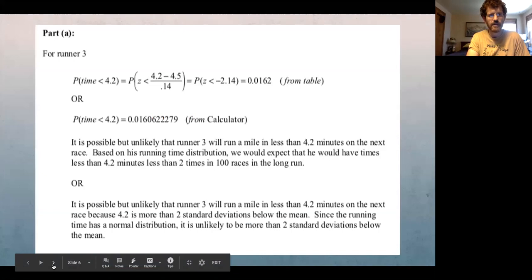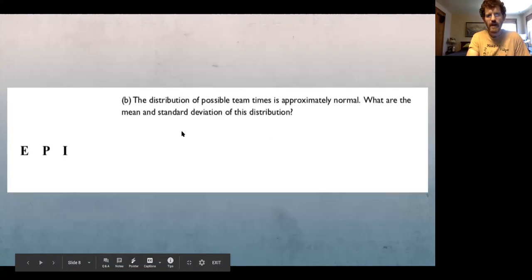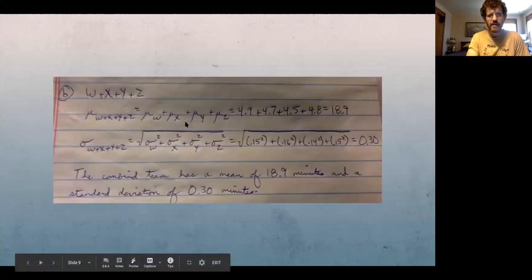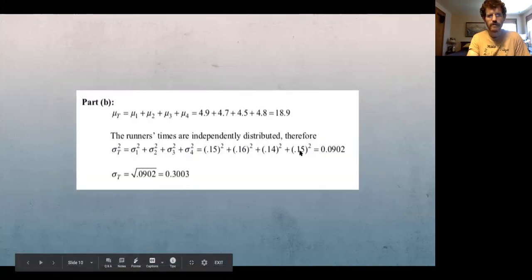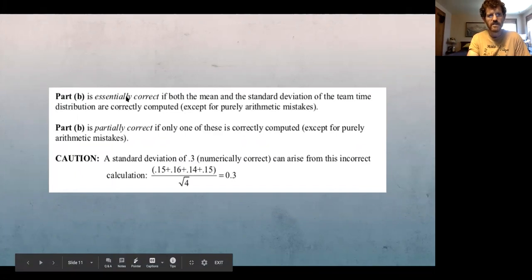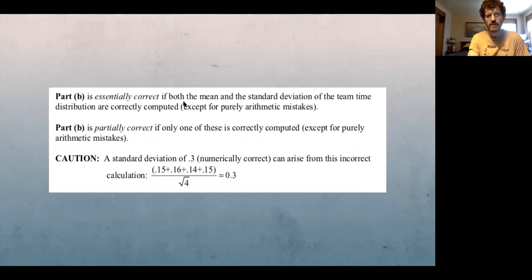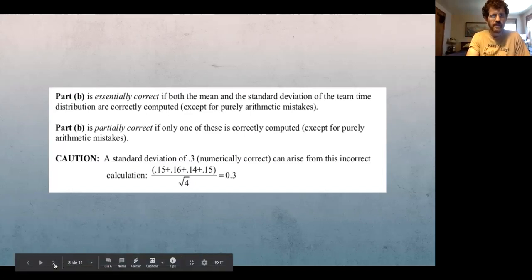So if I jump ahead to the next part, I was supposed to find the mean and the standard deviation of the team times, which is all the times combined. Here's the work I did, and I just kind of summarized it. And the next one, well, honestly, it looks pretty much the same. So far it's looking good. And part B is essentially correct if both the mean and the standard deviation are correctly computed. That's all I needed to do. I got the right answer. Okay, so this very much I got an E on this. So full credit for that.